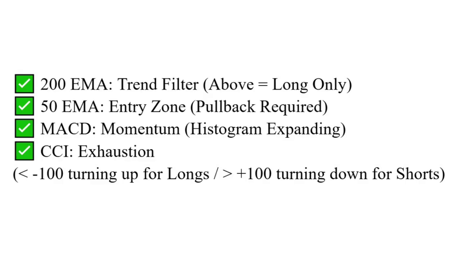Rule number 2. Price pulls back and touches the 50 EMA. It doesn't have to be perfect. Within 1 to 2 candles of it is fine. This is a natural retracement in a healthy uptrend. Rule number 3. This is the secret sauce. The CCI must have been below -100, oversold, within the last 3 to 5 candles, and the current CCI must be trading above -100. It is crossing from extreme levels back to normal. That is the reversal trigger.